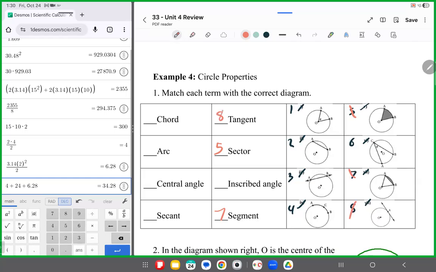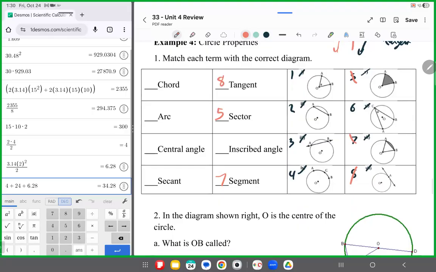A tangent is a line that passes through only one point on, say, not just a circle, but on anything. They could also have a function that might touch at only one point here. So this is what we call a tangent.